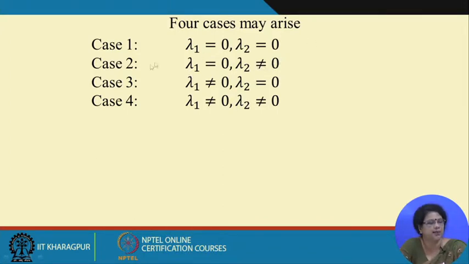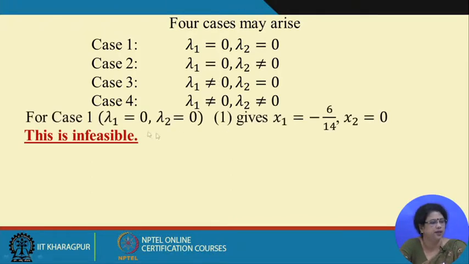In the first case we will consider both the lambdas 0. In the second and third, one of the lambdas is not 0, and in the fourth case both the lambdas are not 0. Let us see the set of values of x1 and x2 in all these 4 cases. Now, if we consider the first case, lambda 1 and lambda 2 equal to 0, and if we substitute in the 4 equations I showed you, then we will get the value for x1 this one and x2 is equal to 0.